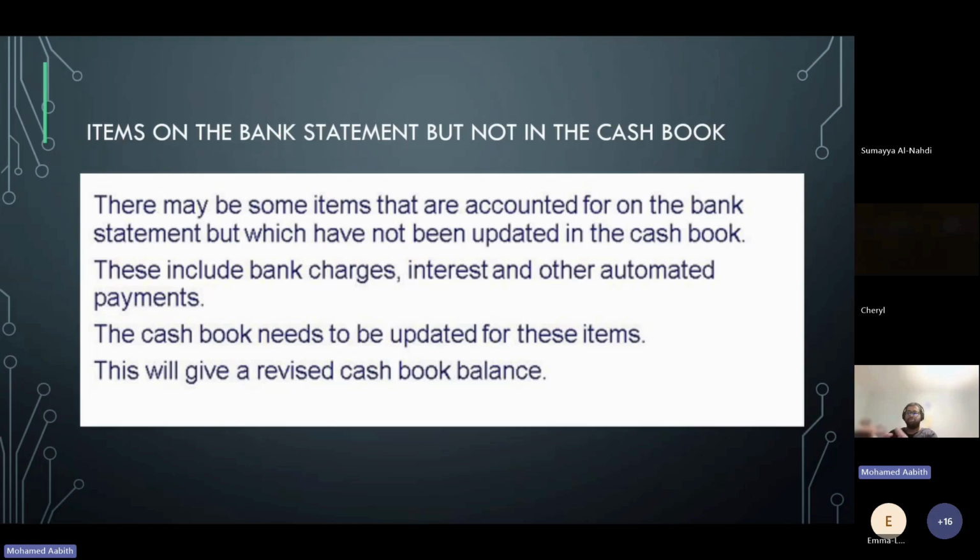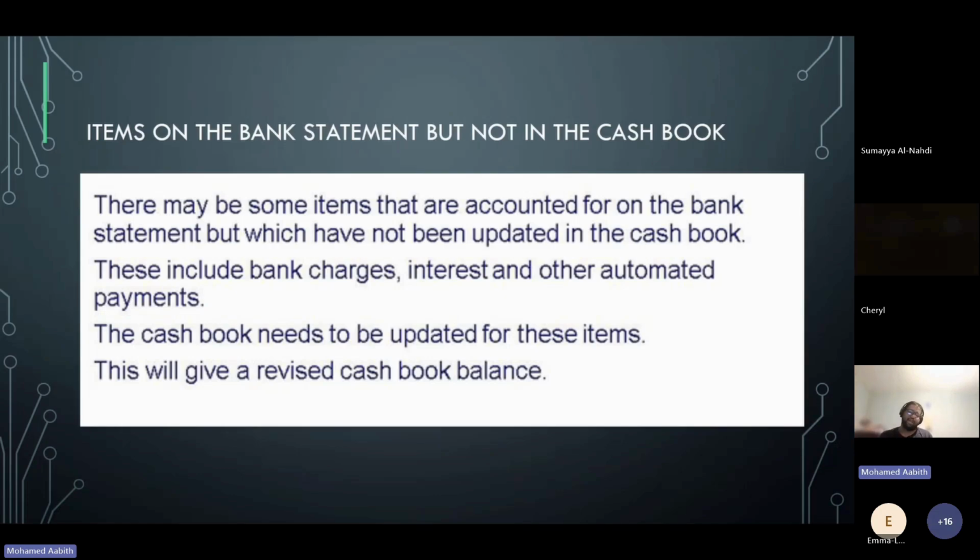Once you receive the bank statement, there's an anonymous money coming in, and you traced it back to one of your customers. The customer has paid it. What we do is go into our cash book, update the cash book, and then of course update the receivable ledger control after that. Once you update all of those transactions, all your bank statement transactions now match what's in your cash book.